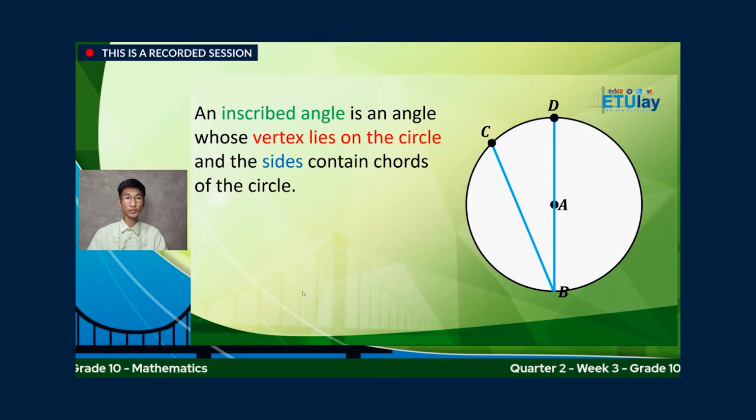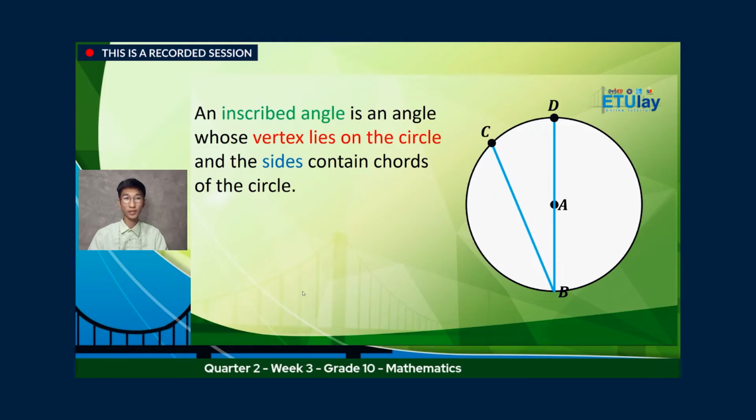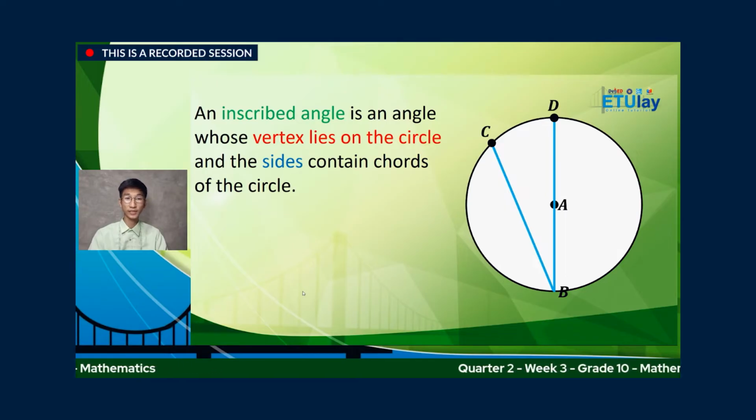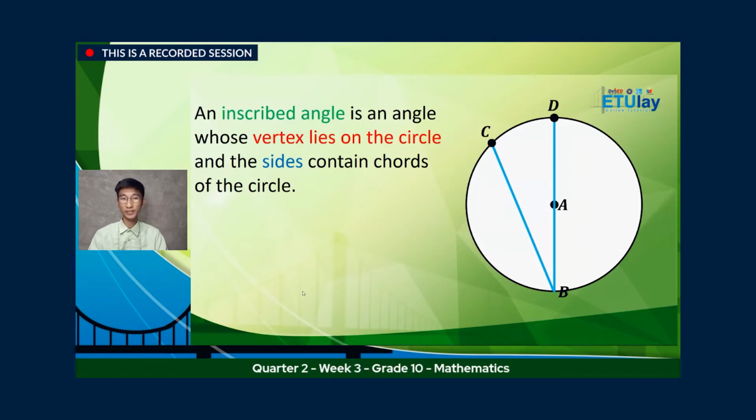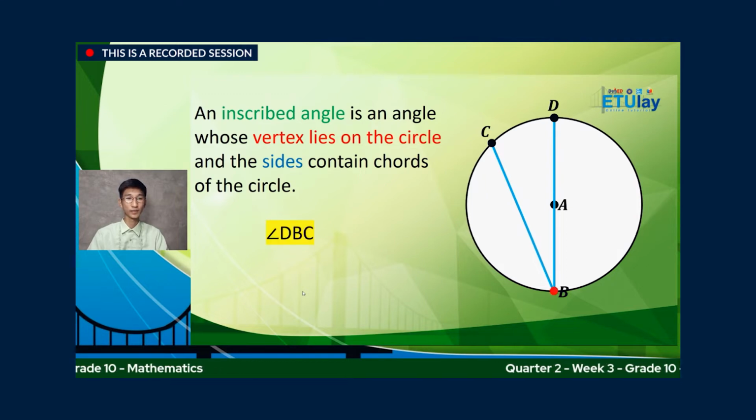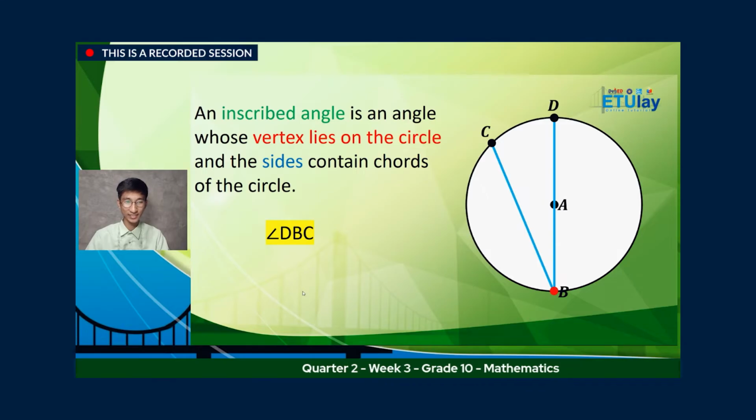Next, how about inscribed angle? When we say inscribed angle, it is an angle whose vertex lies on the circle and the sides contain chords of the circle. When we say central angle, the vertex is located at the center. Kapag inscribed angle naman, the vertex is located on the circle. And an example of an inscribed angle is angle DBC.